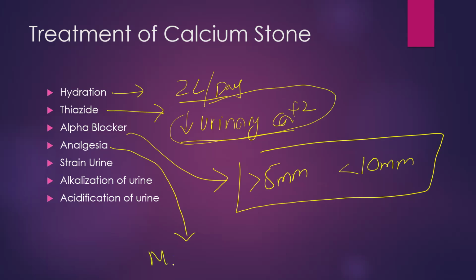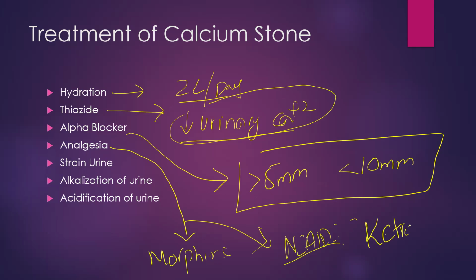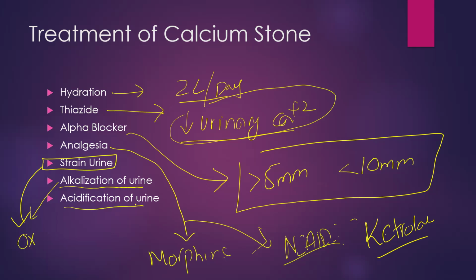Analgesia: morphine, that is an opioid, and NSAIDs, non-steroidal anti-inflammatory drugs. Typically, ketorolac is very important. Strain the urine, so filter the urine. Alkalinization of the urine is important for the oxalate stones, while acidification of the urine is important for the calcium phosphate stones.